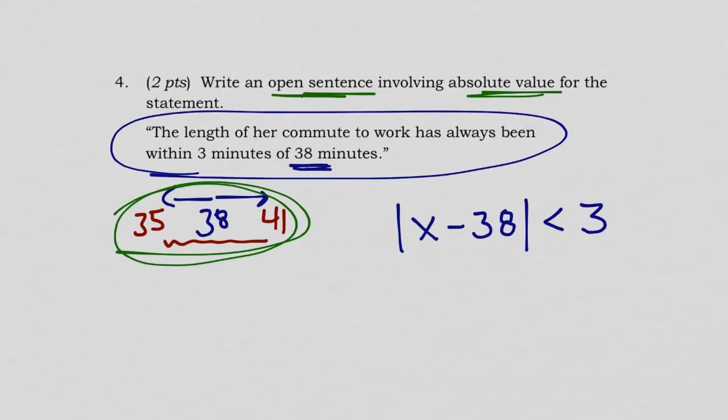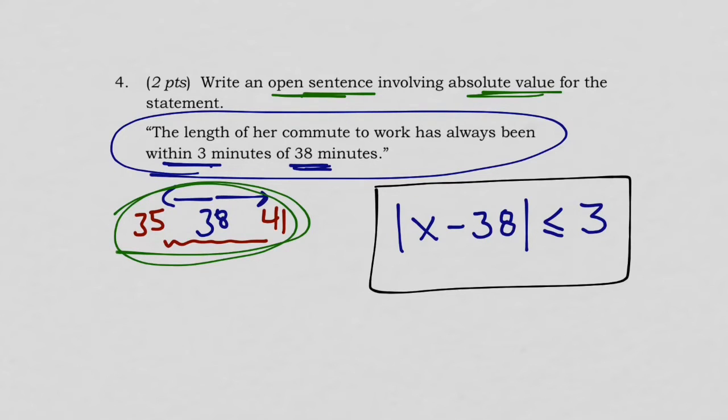And then if we think about it, when it says within 3 minutes, do we want that to include 3 minutes or not? Within 3 minutes. I'm going to go ahead and say equality is allowed, and that would be our final answer. To say that the length of her commute to work has always been within 3 minutes of 38 minutes, we can describe that using this open sentence, this inequality with absolute value, where x represents the length of her commute.